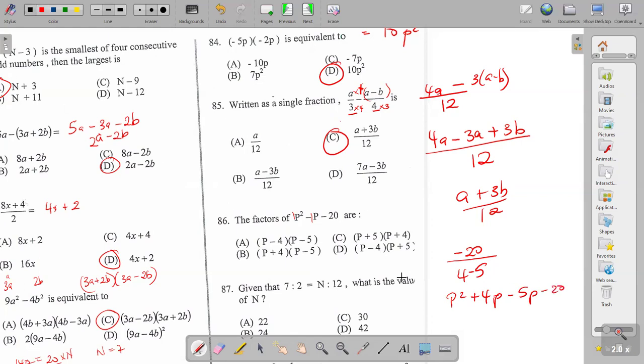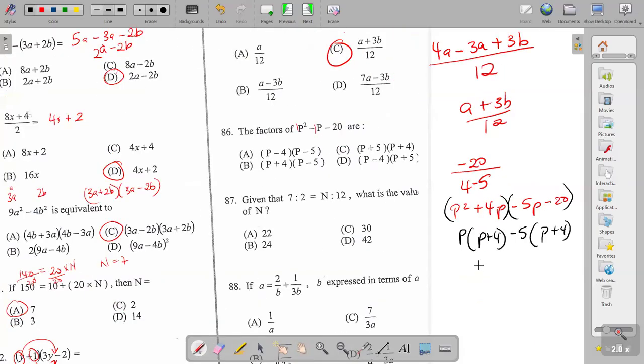So we have our 4 terms now. Group the first two, group the second two. These only got p in common. So that will be p plus 4. This got negative 5 in common. That'll give me p plus 4. So how do we know we're going right? Brackets match. So that is p plus 4, p minus 5, or p minus 5, p plus 4, whichever one. So it's plus 4, minus 5.